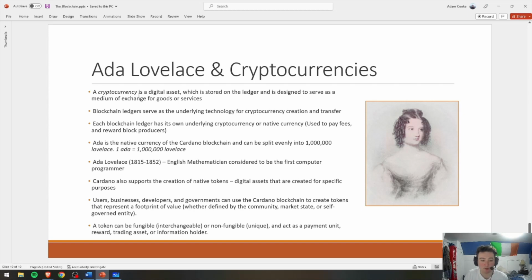So cryptocurrency is a digital asset which is stored on the ledger and is designed to serve as a medium of exchange. Blockchain ledgers serve as the underlying technology for cryptocurrency creation and transfer. Kind of self-explanatory. Each blockchain has its own underlying cryptocurrency, and it's used to pay fees and reward block producers. There's a lot of speculation that goes into the price of cryptocurrencies, and a lot of people know about that, but not a lot of people actually understand the tech that underlies it all.